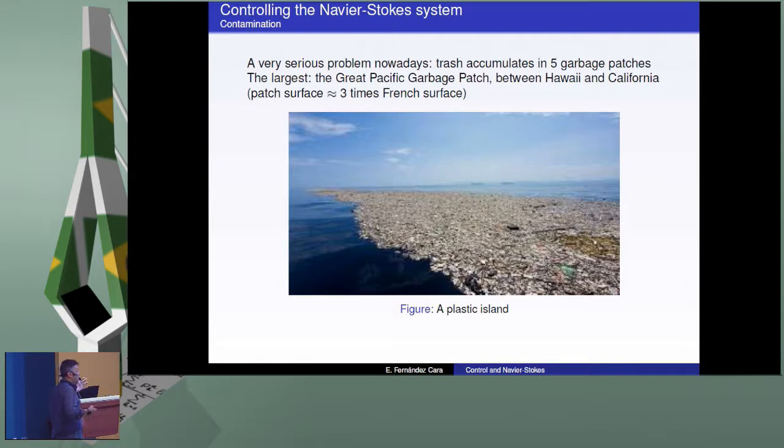A very serious problem nowadays is the generation of plastic islands in the ocean. This is really a problem. As you already know, the trash is accumulating in five enormous garbage patches around the world. The largest of them is the so-called Great Pacific Garbage Patch, which is located between Hawaii and California, and whose surface is about three times the surface of France. So we have a serious problem of contamination there.